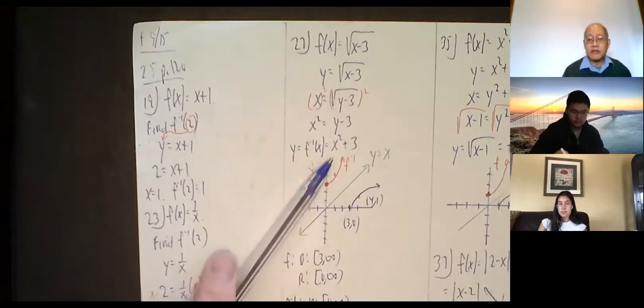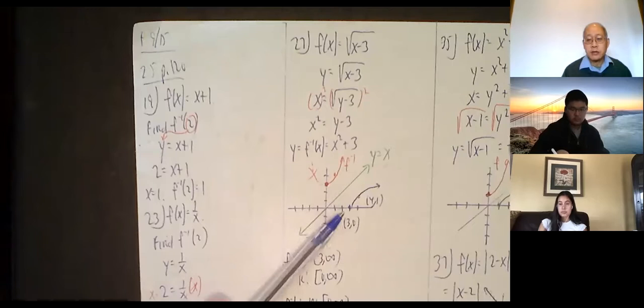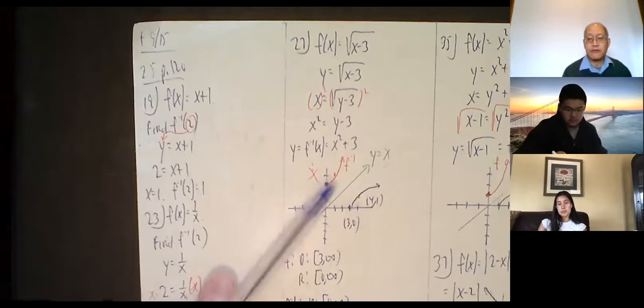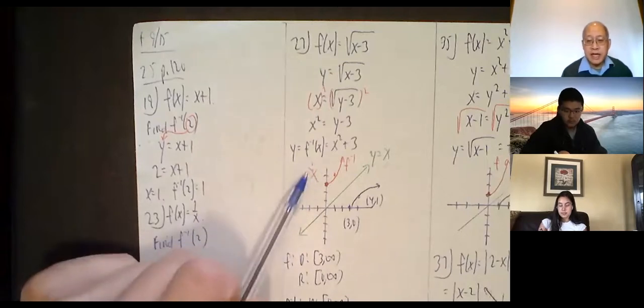And now I can graph this just by switching points. If I switch 3, 0, you're at 0, 3. If I switch 4, 1, I'm at 1, 4. So it curves like that. And by the way, you notice, what's this x thing I have here?